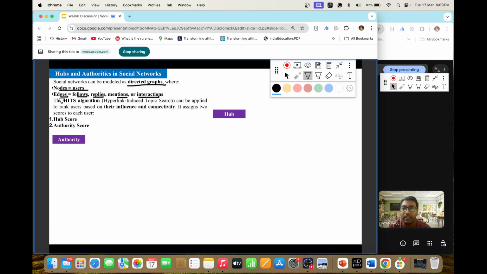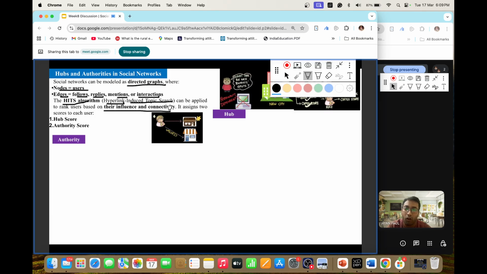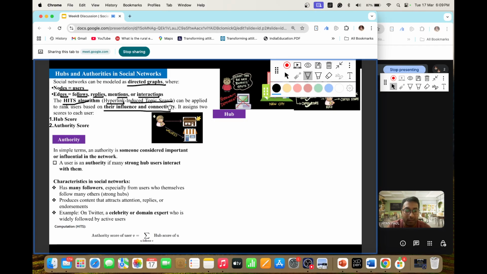Okay, so there is the HITS algorithm. What is HITS? Hyperlink Induced Topic Search. This is the algorithm name. It can be applied to rank users based on influence and connectivity. It assigns two scores: one is a hub score and another one is an authority score. For that, we have to understand what hubs are and what authorities are.